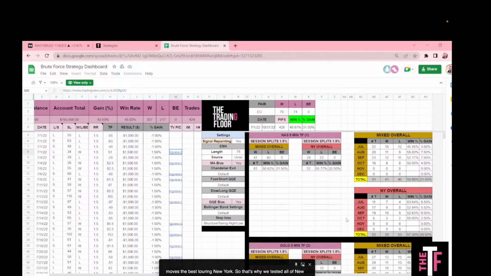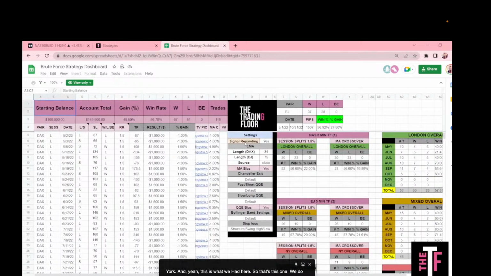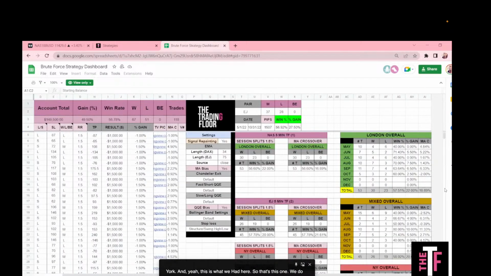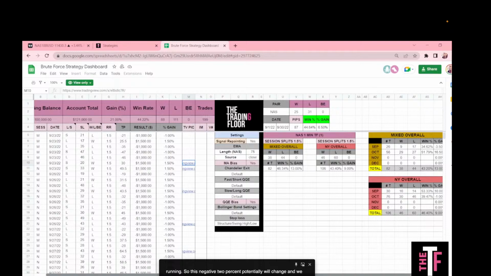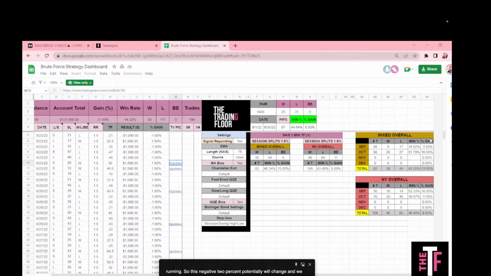So that's this one. We do have DAX. This was the 15-minute time frame. What we have here as far as our stats, as far as what you could be getting with it. And October is still running, so this negative 2% potentially will change. And we also have the 1 minute for NAS, which again you can see 1 minute, unfortunately, because of how little data we can get off of it when we are backtesting, we can only go so far back, so we can only do September and October, but we'll keep collecting this along the way as well.